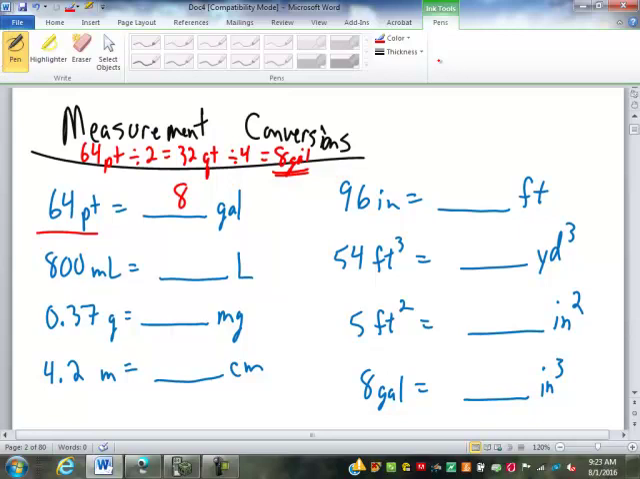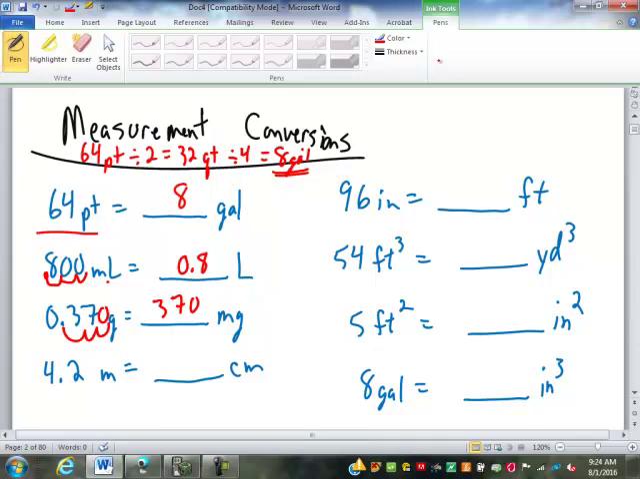Okay. 800 milliliters into liters, what'd you get? 0.8. Good. To get from milliliters to liters on our chart, it is 3 spots to the left, so our decimal point moves 3 spots to the left. Grams to milligrams. 0.37 grams becomes how many milligrams? 370. From grams to milligrams on the chart is 1, 2, 3 spots to the right, so we add the 0 to make it 370.